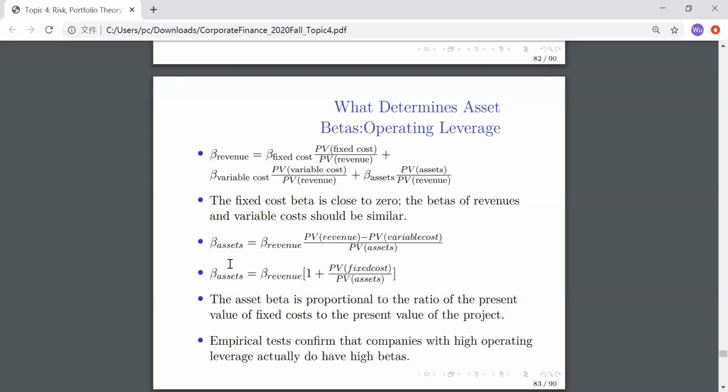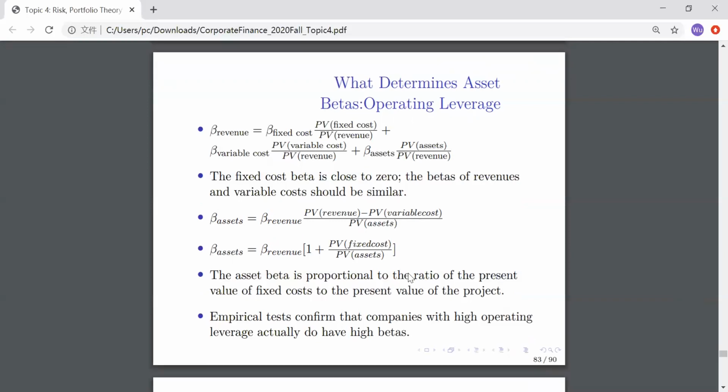So in that case, asset beta equals the revenue beta times this one. Then you can rearrange terms and get asset beta equals the revenue beta times 1 plus the fixed cost to asset ratio. So basically, this is how we get asset beta. Now you can see if you have a high operating leverage, that means this ratio is high, so that already tells you your asset beta is high. On the other hand, if your revenue beta is high, meaning your revenue co-moves with market conditions and the business cycle a lot, like an airline company, then you also have high beta. So basically, companies with high operating leverage actually do have high betas.